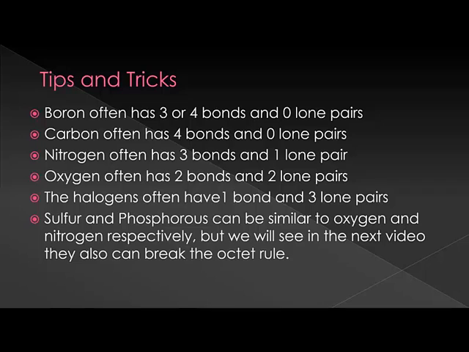Now, the halogens are usually going to have 1 bond and 3 lone pairs. A giant exception to this is when your halogens are your central atom, and that never happens with fluorine, but you'll see it with chlorine and iodine sometimes. Now, sulfur and phosphorus can be similar to either oxygen or nitrogen respectively because they're right below it on the periodic table. But what we're also going to see in the next video is that these often break the octet rule and instead will have 6 and 5 bonds. So you'll often see sulfur and phosphorus with 6 and 5 bonds respectively.